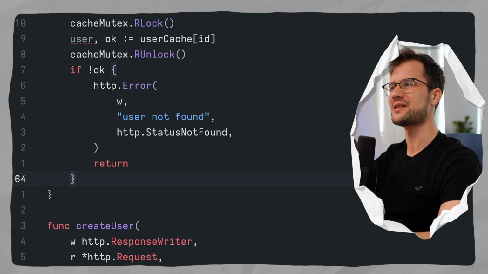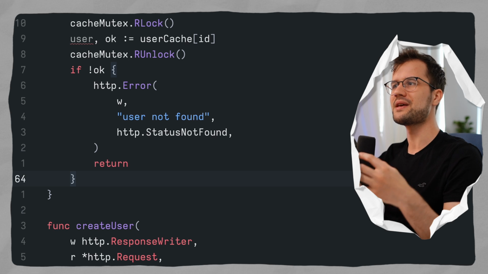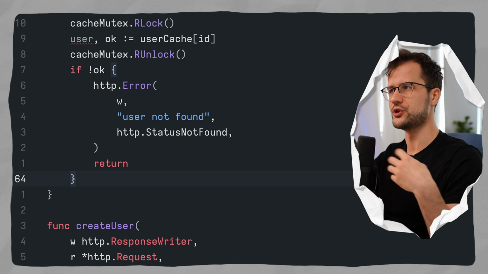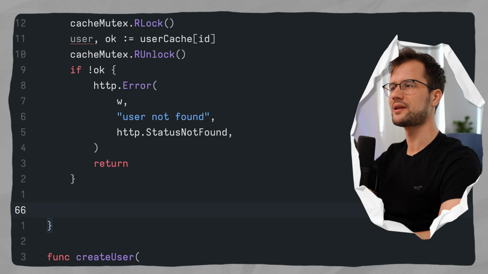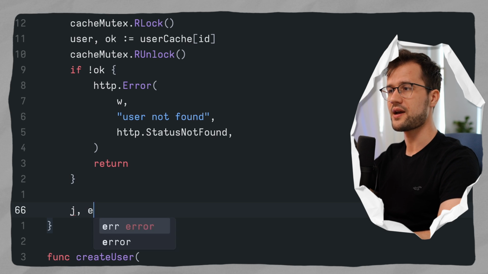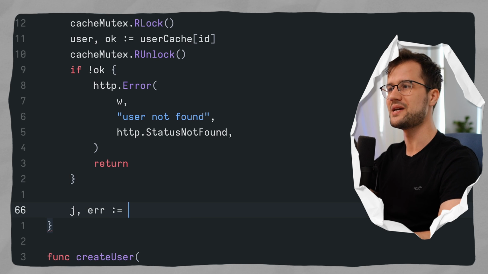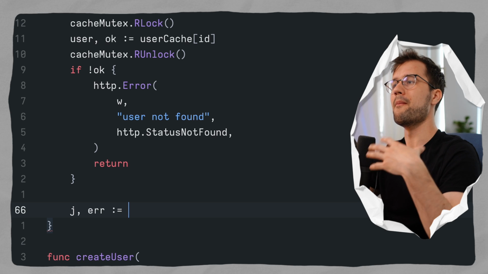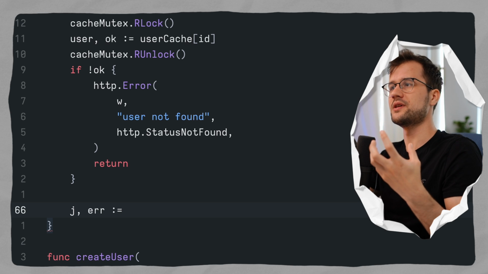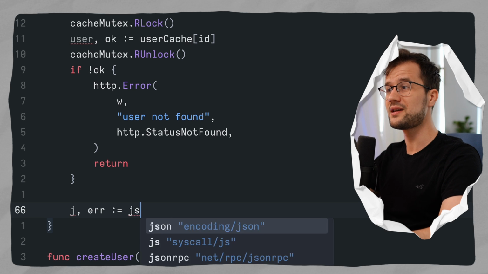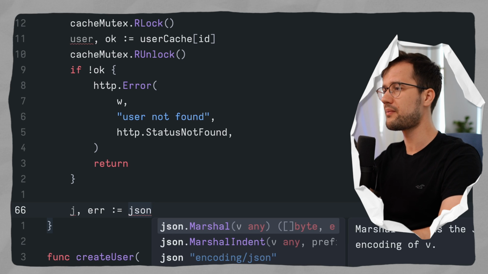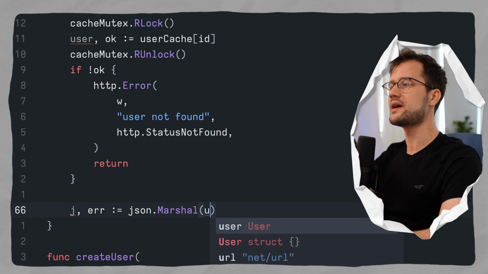Obviously, we need to transform this user to a valid JSON representation, because in the end, we want to retrieve the JSON representation of this user for this endpoint. So let's quickly do that. Let's just name it j and err, because obviously there can be an error again while marshalling or converting the user struct to a valid JSON representation. And in here, we're just going to say json.Marshal. And here we say user.